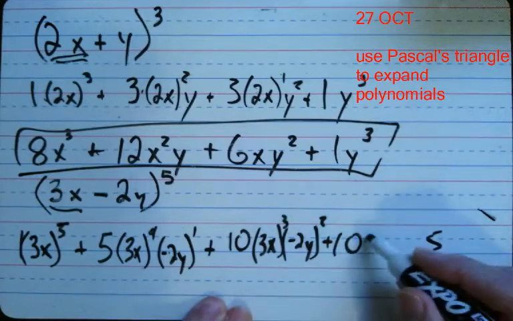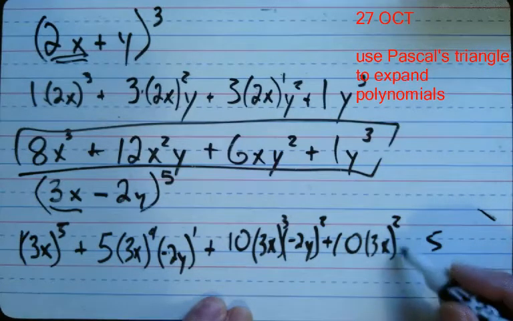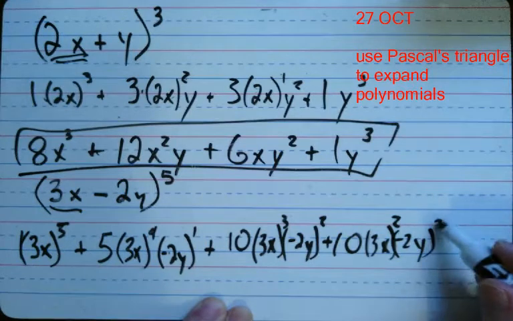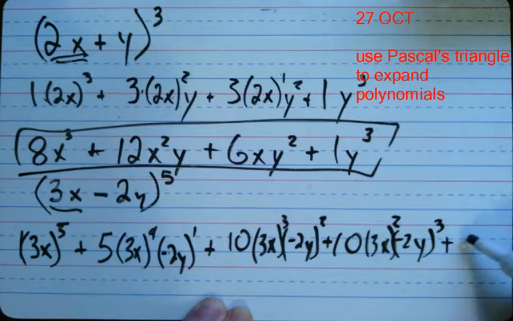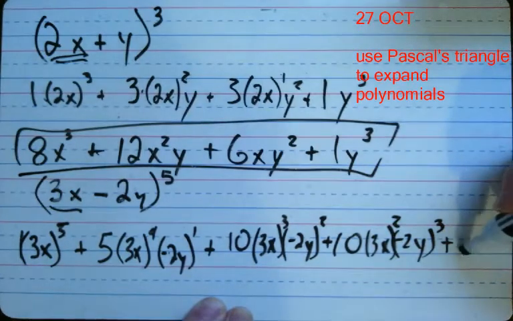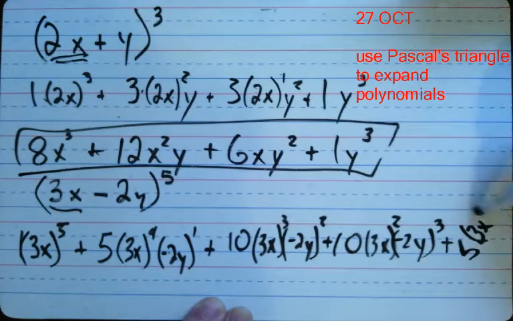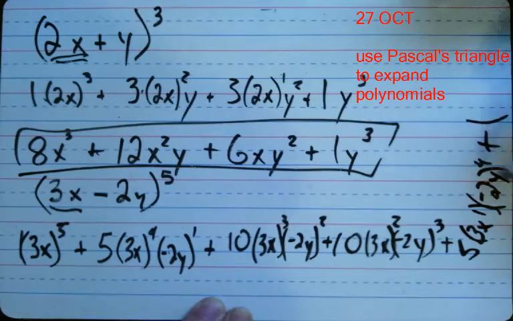So x squared, this one's going to be 3x squared, negative 2, we're going to have to get rid of that, y to the third, then plus 5. How can I write that? I'll just write it up this way. 5. Now then, the 3x is to the 1 power. And the 2 is to the 3rd. So this is negative 2y to the 4th. And then remember, the last one has to be 1 times negative 2y to the fifth, right?